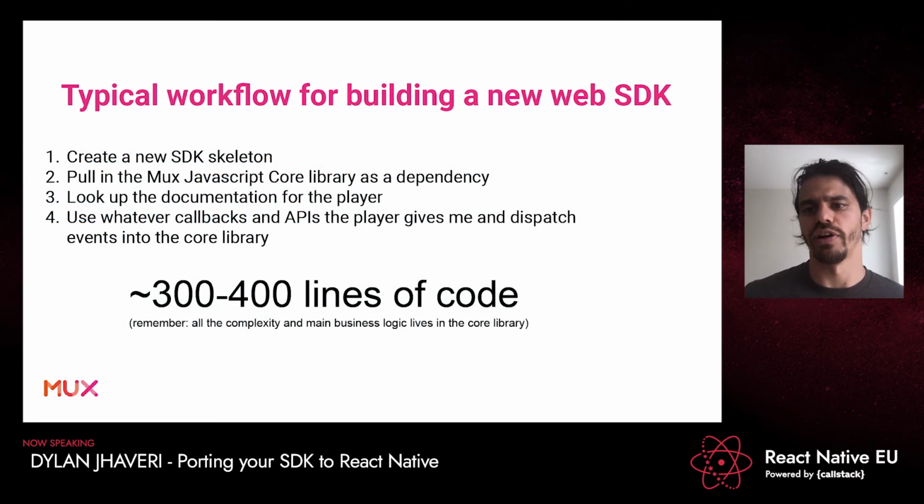So our typical workflow for building a new web SDK is to create a new SDK skeleton, pull in the Mux JavaScript core library as a dependency, and then dive into the documentation for the player and see what callbacks and APIs that player gives us. We hook into all those and dispatch the events into the core library based on what the core library expects, so we can start tracking things. In total, it's probably about 300, 400 lines of code for a new web SDK. And remember, the reason we're able to spin up new web SDKs quickly is that all of that complexity and business logic lives inside the core library. So the individual player wrapper is pretty thin.